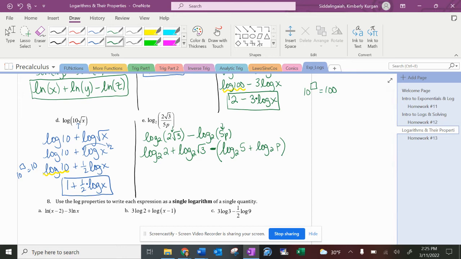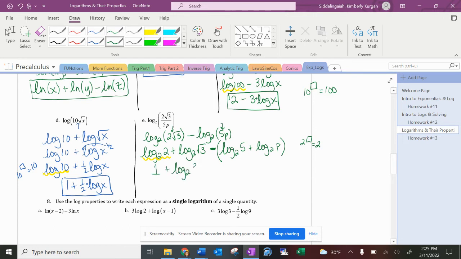Now, if you're following me so far, that's great. I'd say there's 2 more pieces we need to simplify. One of them is this log base 2 of 2. That's problematic. This is saying 2 to what power gives me 2? Well, 2 to the first gives me 2.